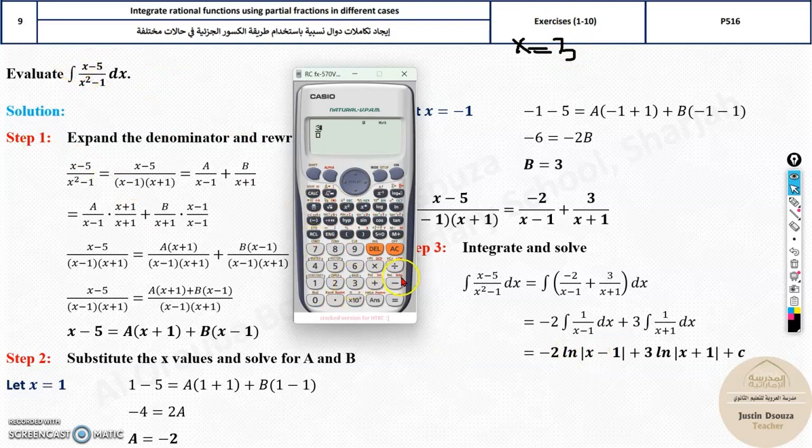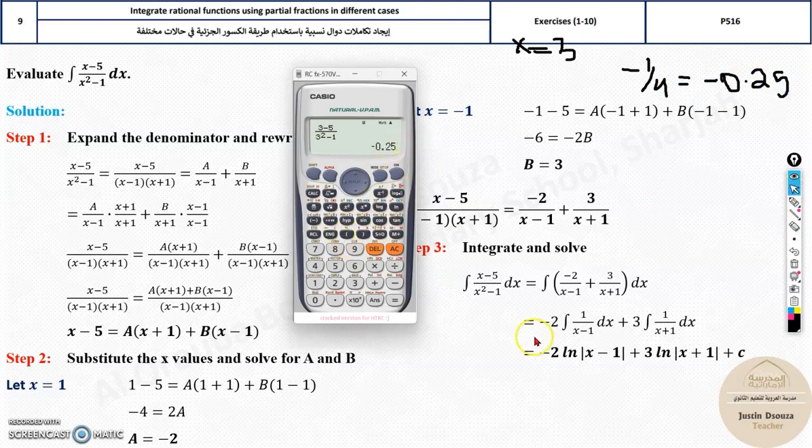Now, instead of x, I put 3 in the expression, minus 5 divided by 3 squared minus 1. And what is the answer? I got negative 1 by 4. That is equal to negative 0.25. So this is the answer.